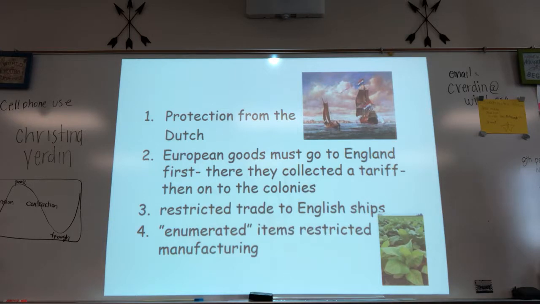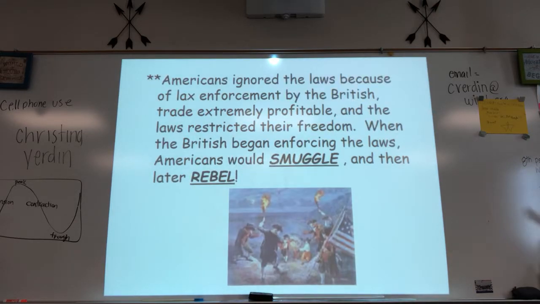So they would go over there, and they're going to see that these laws restrict their freedoms to have their own business. So when the British begin enforcing these laws, the American shippers will what? Are they going to follow them? No. They are going to smuggle, and then when they get in trouble for smuggling, what are they going to do? Rebel. So Americans would smuggle because they don't want to follow these rules, and they will later rebel.